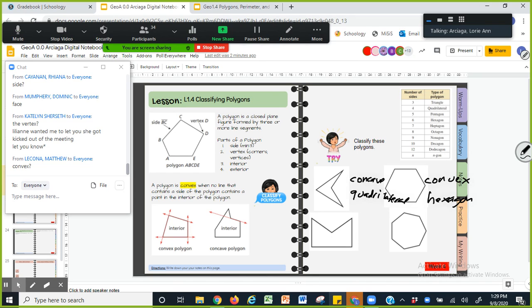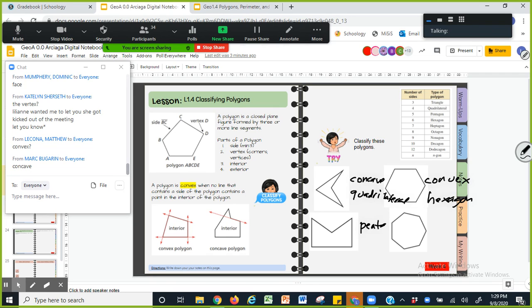Bottom left. What do you call this? Johnny. Hexagon? A pentagon. And then is it convex or concave? Concave. Very good. Yes, Mark, you are also right. Last one.